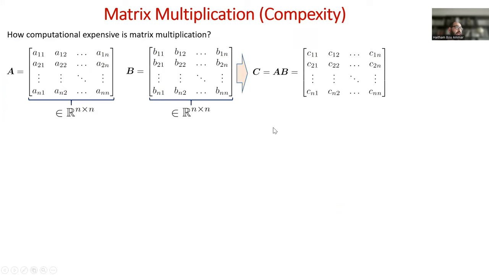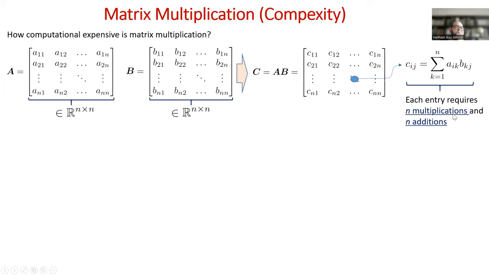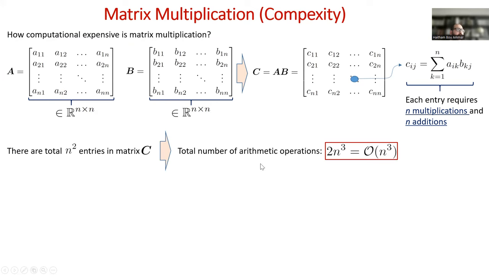Now, notice that if I am going to compute an element in this product matrix, Cij, then each entry is going to require n multiplications and n additions. Because you need to multiply the ith row by the jth column, so there are n of them, and then you have to do n additions. So there are n squared entries in this matrix C, and therefore the total number of potential operations to execute here is order of n cubed.